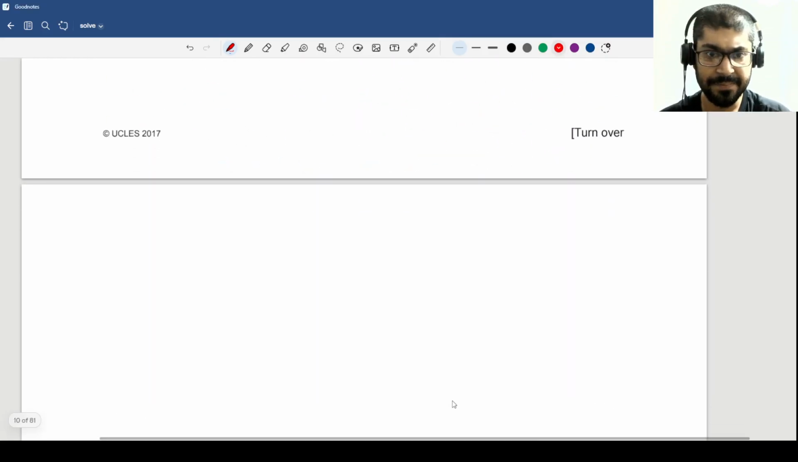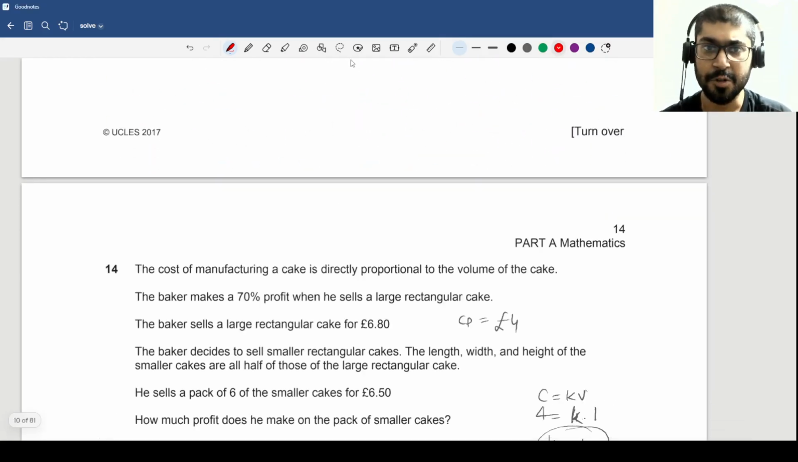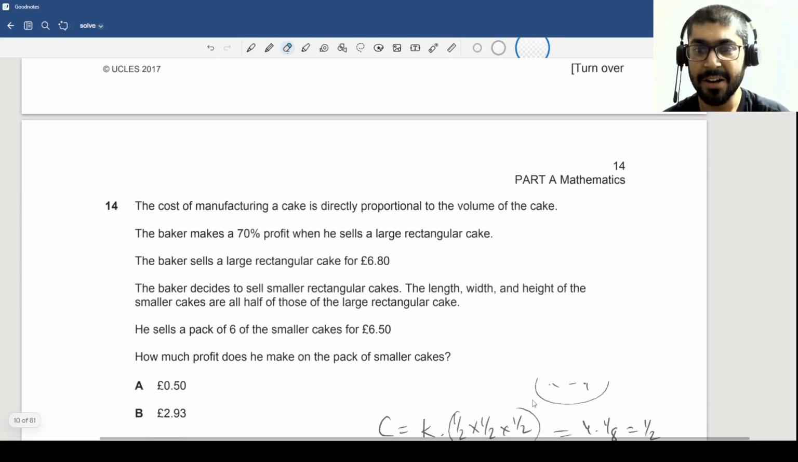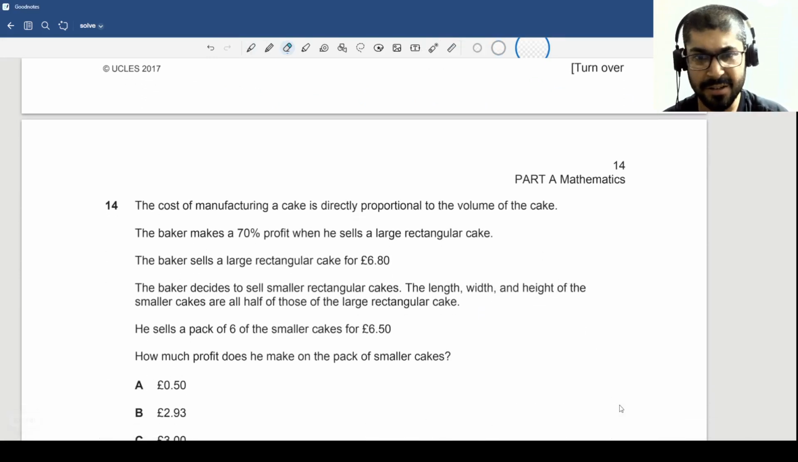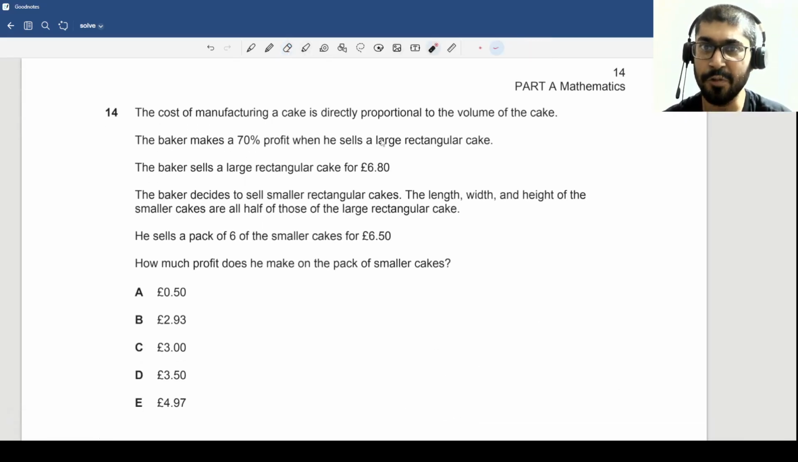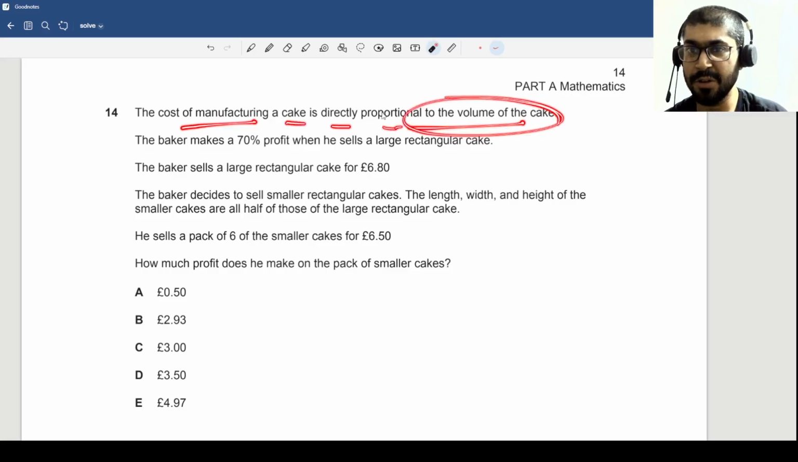What does it say? Okay, so I was basically trying this problem and it's not that difficult. This one is quite easy in the sense that you will have to filter out the information from here. The cost of manufacturing a cake is directly proportional to the volume of the cake.